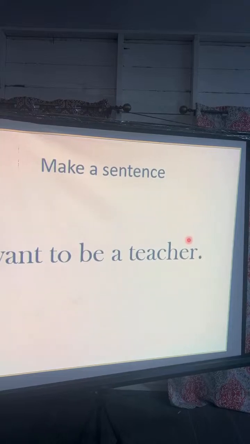So, I want to be a teacher. The first word is I. How do we write I? How do you split that into syllables? I. What is the first sound you hear? Ah. I. E.